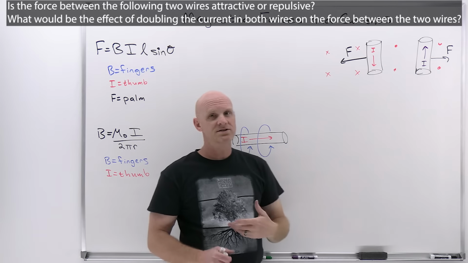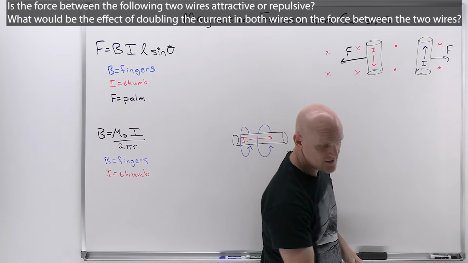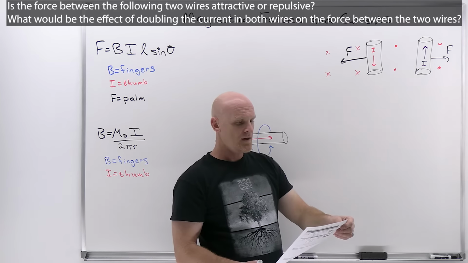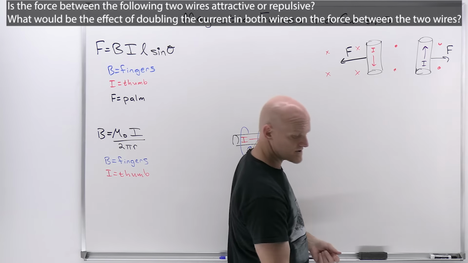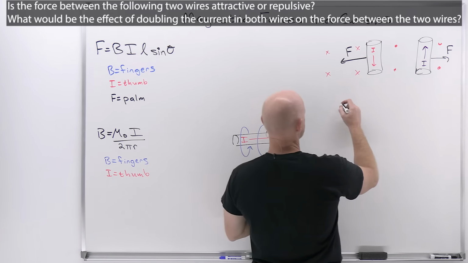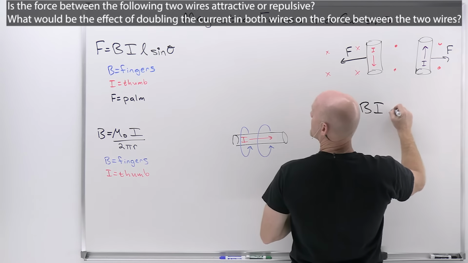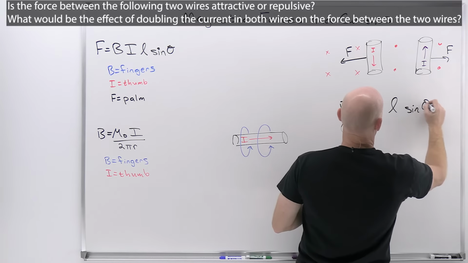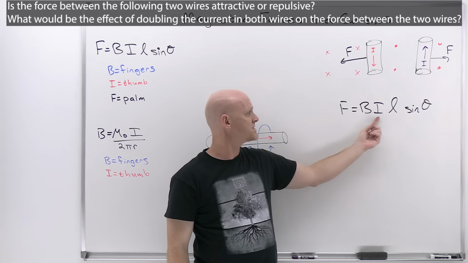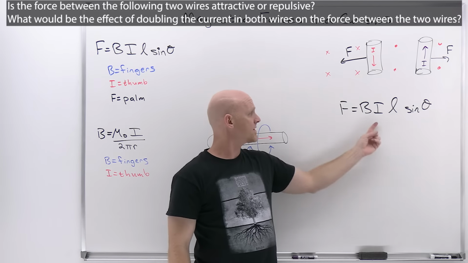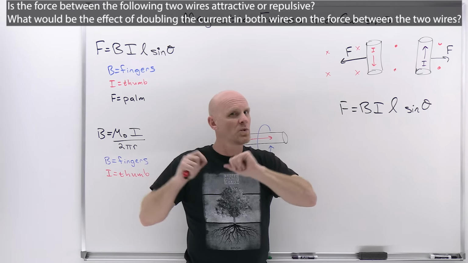So the second half of the question deals with the calculation, and it asks what would be the effect of doubling the current in both wires on the force between the two wires. And it's a little bit tricky because if we look at the equation again, we get force equals BIL sine theta. And I said, well, I'm going to double the current in both wires. Well, that's where it shows up in the force equation. You double the current, you double the force. They're directly proportional, done, doubled. Except we missed one thing.